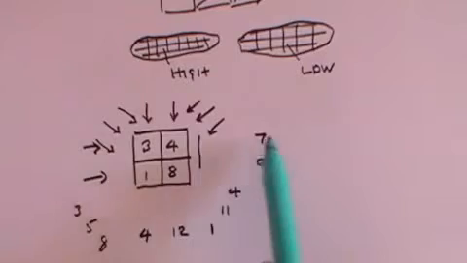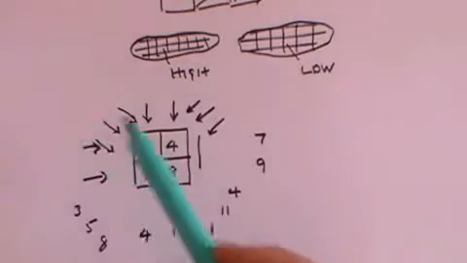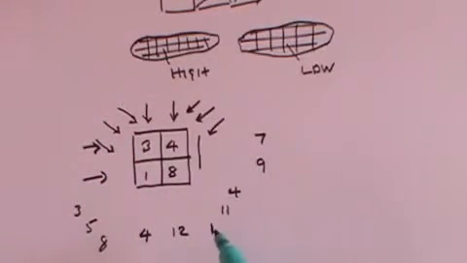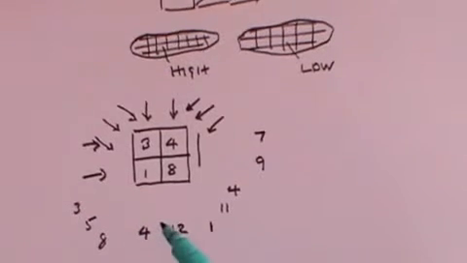The X-rays coming in this way give you a 7 and a 9. The X-rays coming that way give you a 4, 11 and 1. The X-rays coming this way give you a 4 and 12. And the X-rays this way give you a 3, a 5 and an 8.